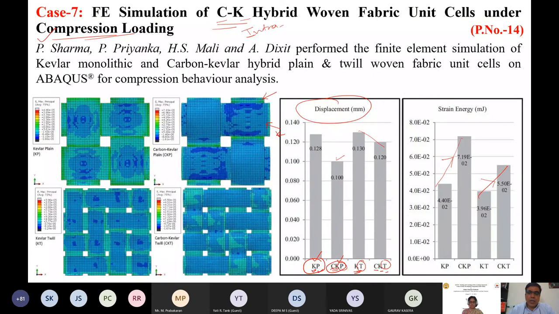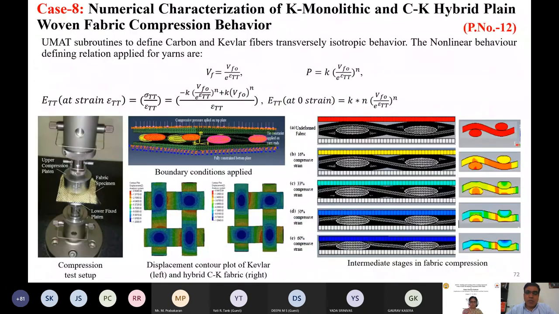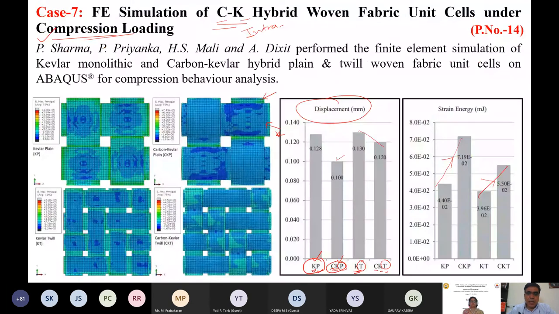You tweak the input parameters, get the results, and try to compare with the experimental. That becomes your fantastic work. So this part is done.